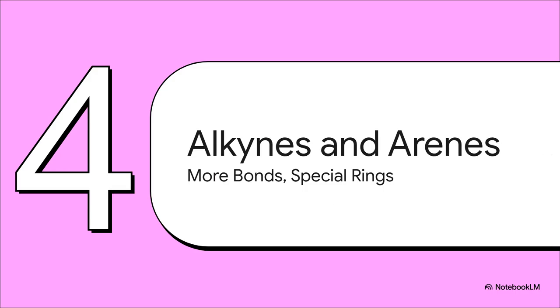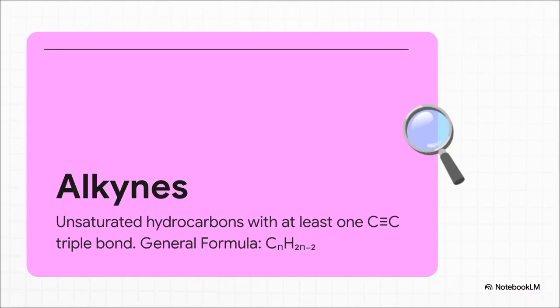Okay. Time to meet the last 2 major players in our family tree. First, we'll check out the one that takes bonding to the absolute extreme with a triple bond. And then, we'll meet the real celebrity of the family, the one that forms this incredibly stable and important ring structure. You can probably see the pattern emerging, right? We went from single to double bonds, and now we arrive at the alkynes, which feature at least 1 carbon-carbon triple bond. This makes them even more unsaturated, and their formula shows it.